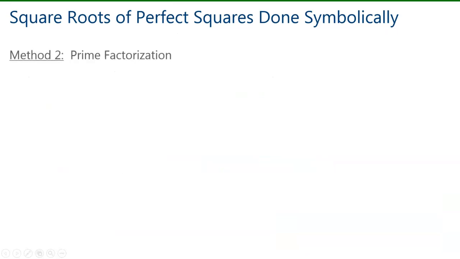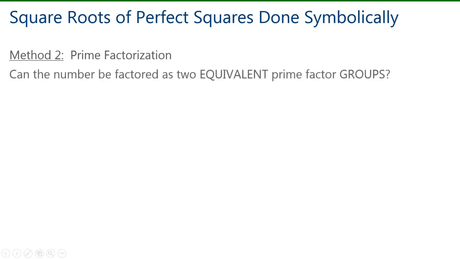The second method involves prime factorization. We need to consider if the number can be factored as two equivalent prime factor groups. Let's look at 36, which can be factored as 2 times 2 times 3 times 3. We have one group of 2 times 3 and an identical group of 2 times 3, making two groups of 2 times 3.